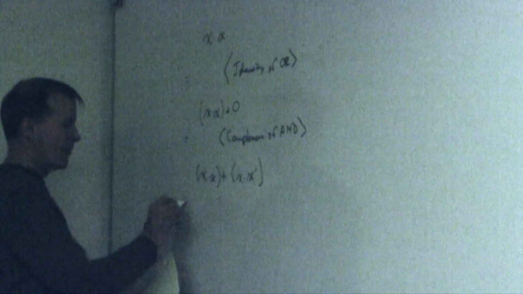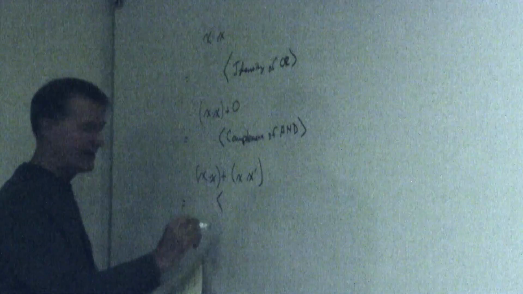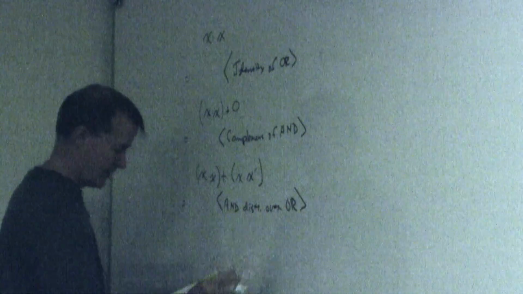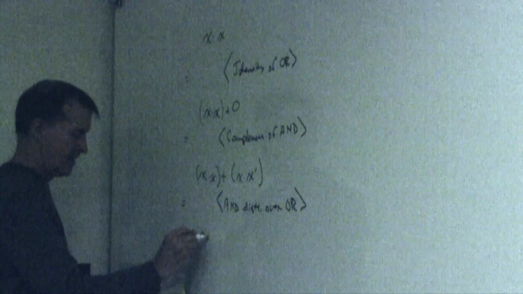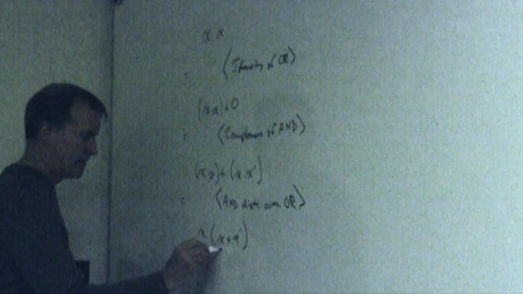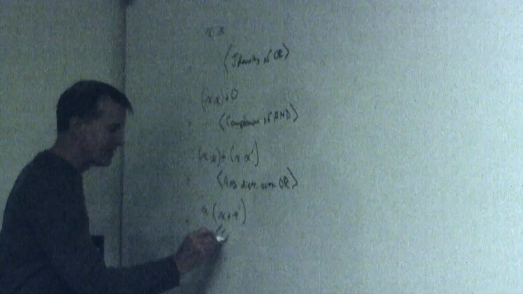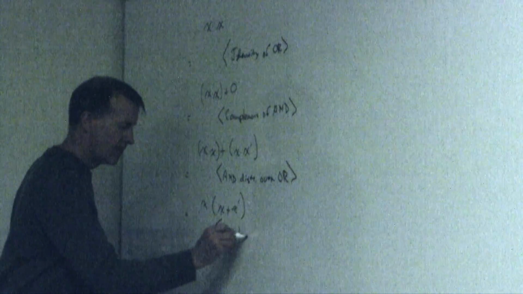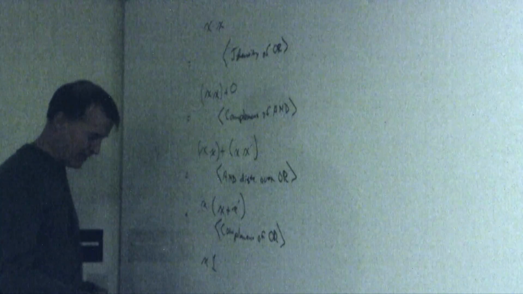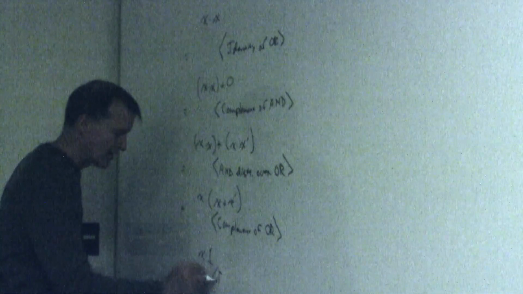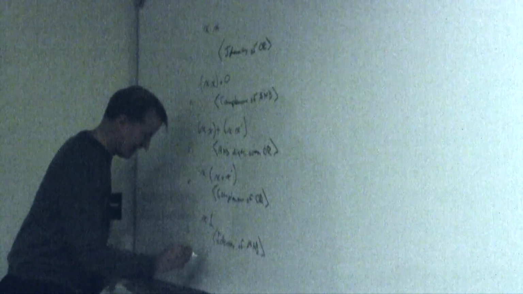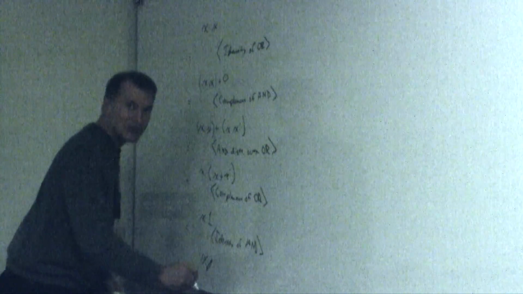Shane? Equals by what? Now what distributes over what? And distributes over or, and that will be X or X prime. And then Michael, this equals by what? Of or. X and 1, and this equals, Oscar, by what? Identity of and. X! Boom!